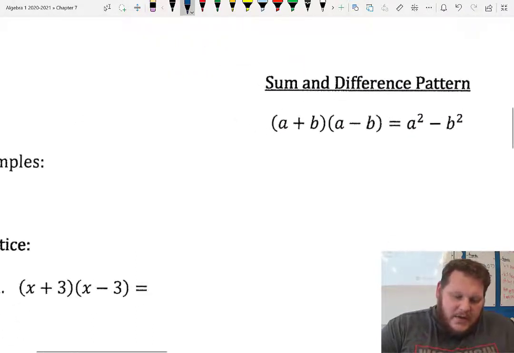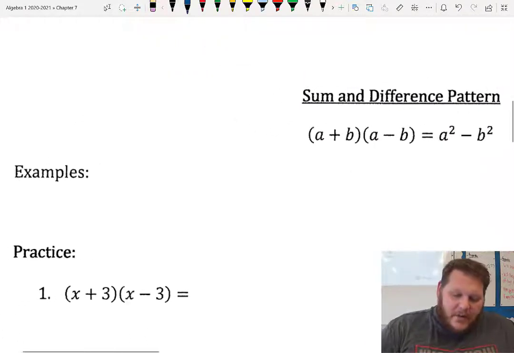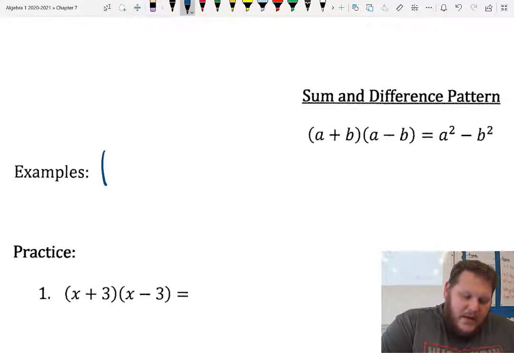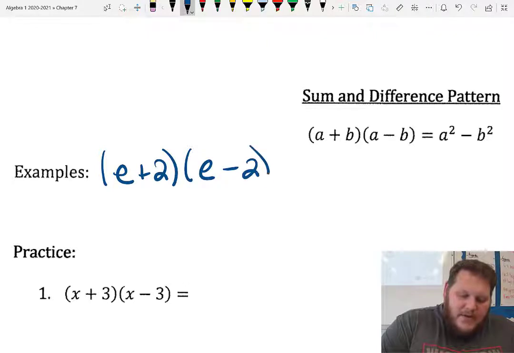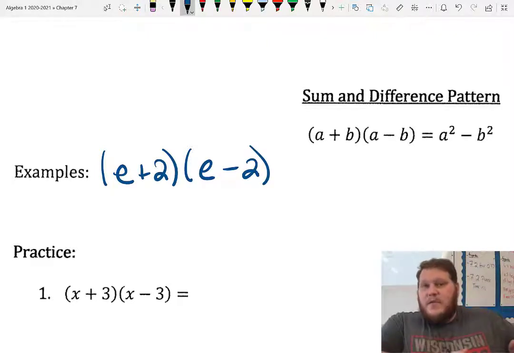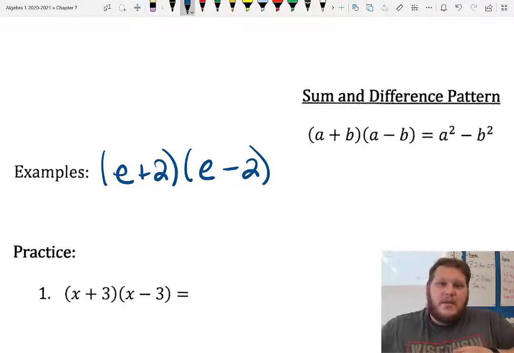So if we take a look at what this looks like with some numbers, if we had something like e plus 2 times e minus 2. You can see my first term is e, those are both the same. My second term are both 2, but one's plus, one's minus.